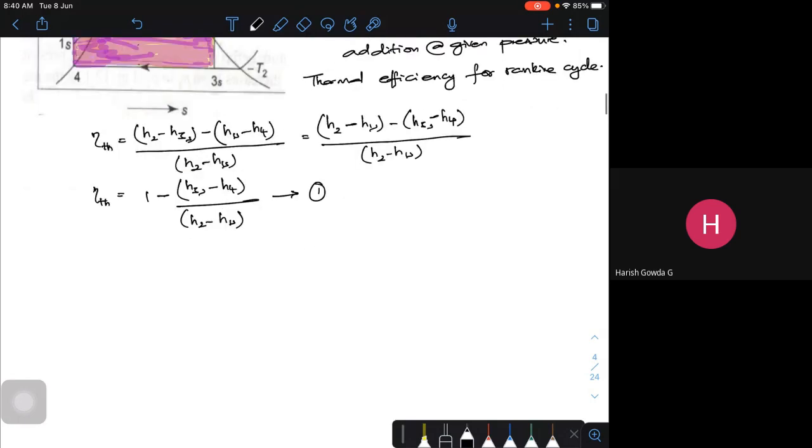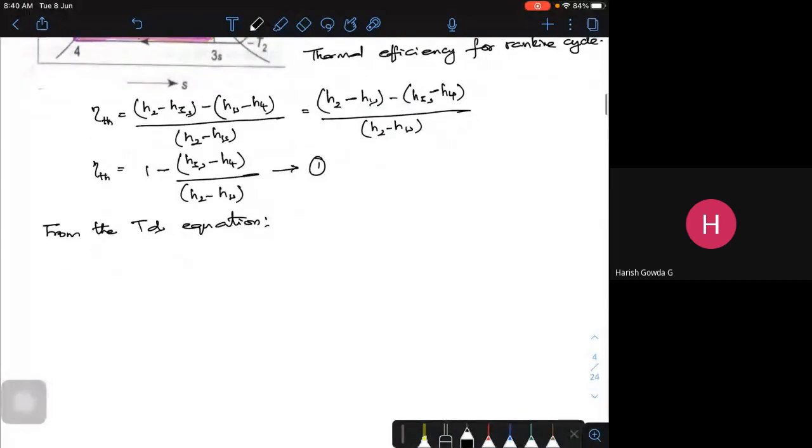Now we have the TDS equation. From the TDS equation, we actually have two equations. One is TdS is equal to dH minus VdP, and another one is TdS is equal to dU plus PdV, which is already derived in your basic thermodynamics course.